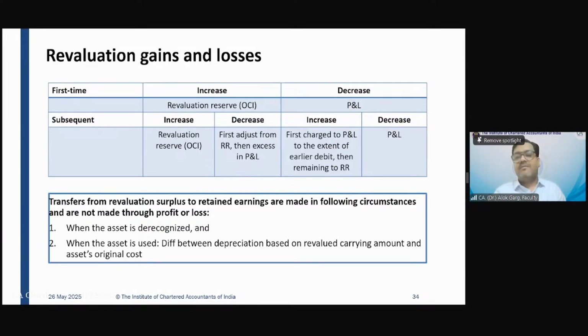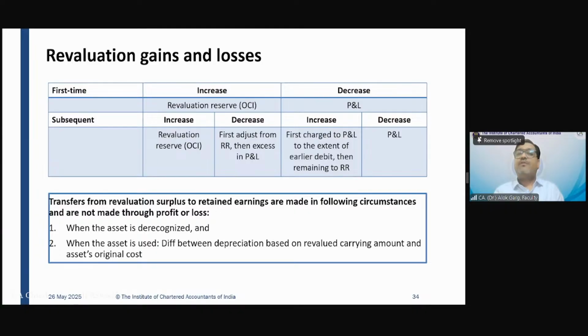In the next year, this 1.25 lakh becomes 1.05 lakh. There was an impairment loss due to which the value of the intangible asset got reduced. What is the accounting entry in the next year? Revaluation reserve OCI account debit to intangible asset 20,000.